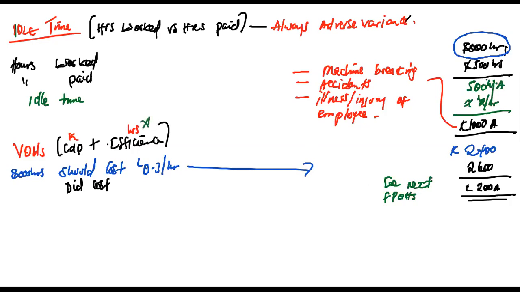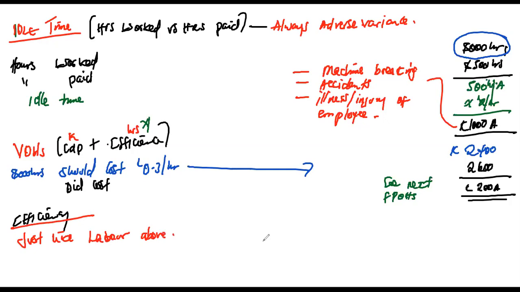The variable overhead efficiency variance is the simplest variance there is. Why? When you're dealing with efficiency, here is what you do: just write the statement and say just like labor. Just like labor above.